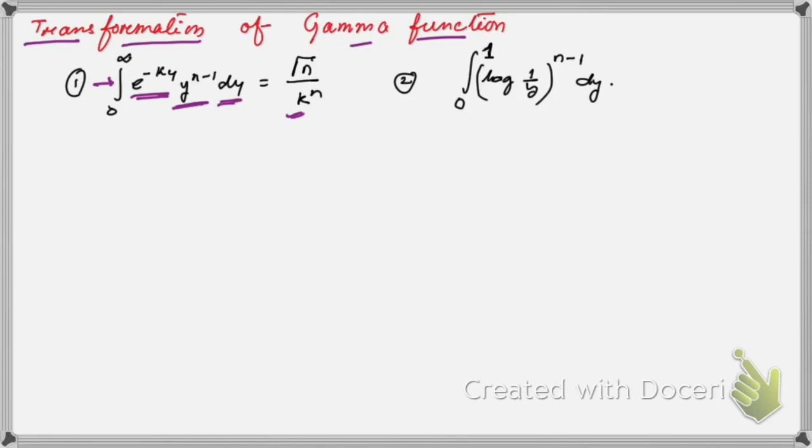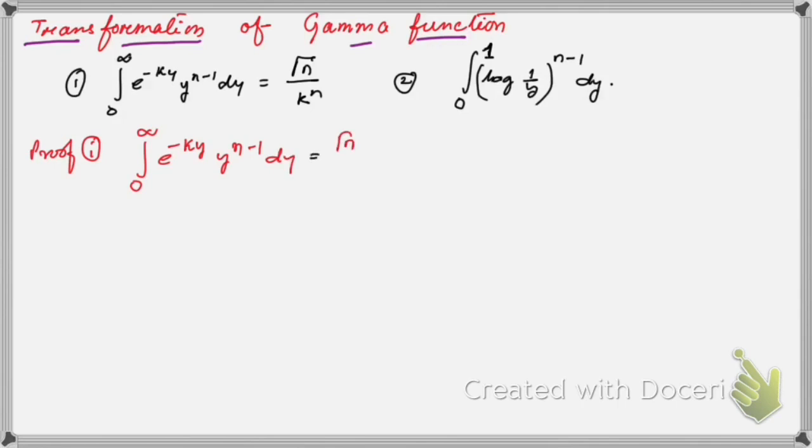Now let me prove this. Okay, so let us prove this. Proof of the first one. So what we have here is the integral from 0 to infinity of e to the power minus ky, y to the power n minus 1 dy, right? So this is gamma n by k to the power n. So we have to prove this one first, right?